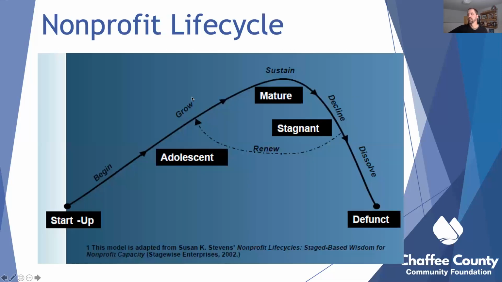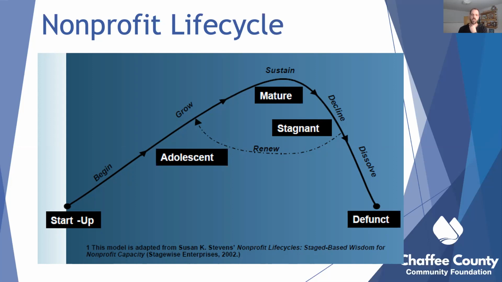All right. So let's move on into some more of the fun, engaging pieces of this. This is one graphic, and there are many different ways to think about the life cycle of an organization.